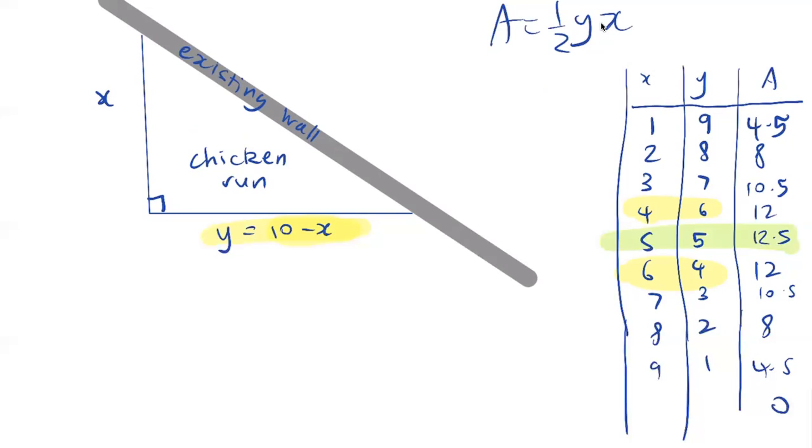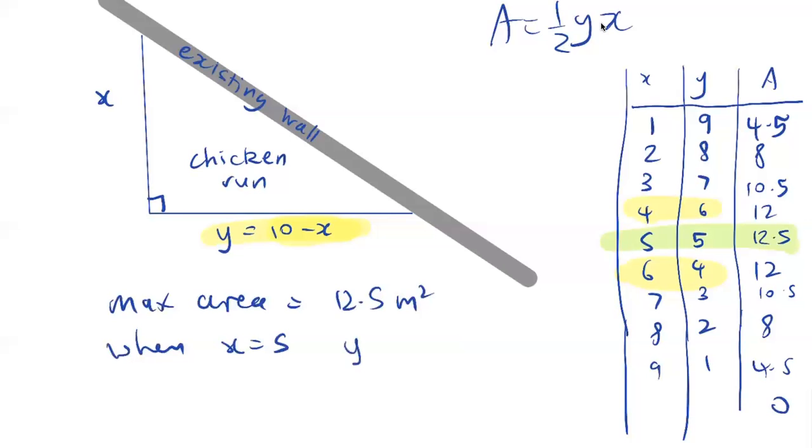So if we've got skinny triangles, they tend to be smaller areas, but if I've got triangles with similar length sides, they tend to be larger, which is what we've got over here. So in terms of a right angle triangle, that's the biggest one we can get. So the maximum area is equal to 12.5 meters squared when X is equal to 5 and Y is equal to 5. And this is what we call maximizing solutions, and we can do it with a table.